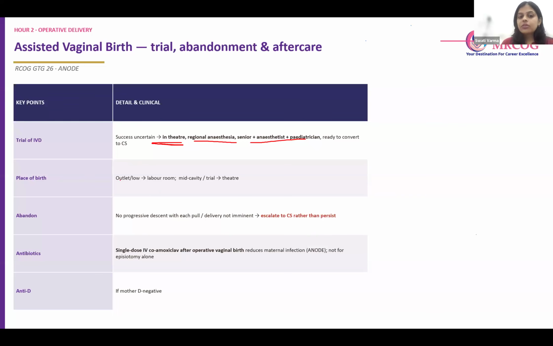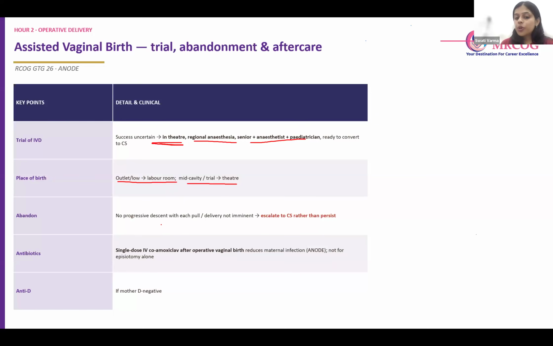Regarding place of birth, outlet and low are often applied in the labor room, whereas mid cavity and trial are often applied in theatre. We can't say always, but often, because we have to individualize keeping other factors into account like parity and BMI. So all these might change the place of delivery, but this station usually can be done here.